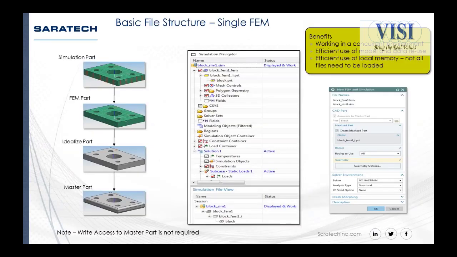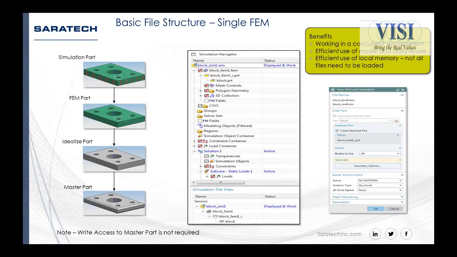So here's just the basic file structure for NXCAE or Simcenter. You have a master part, which would be your CAD model, the part that is used in CAD to design, maybe do CAM work later. This is the master part that would be in your top-level assembly.